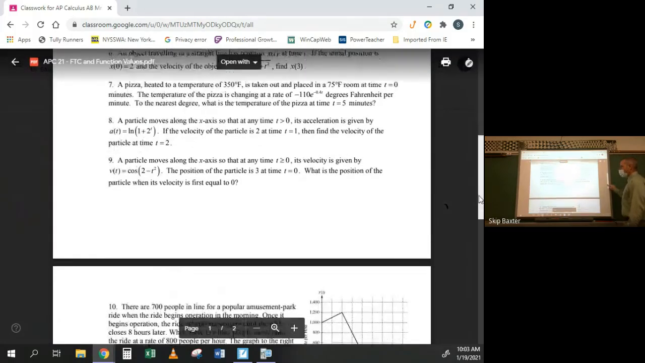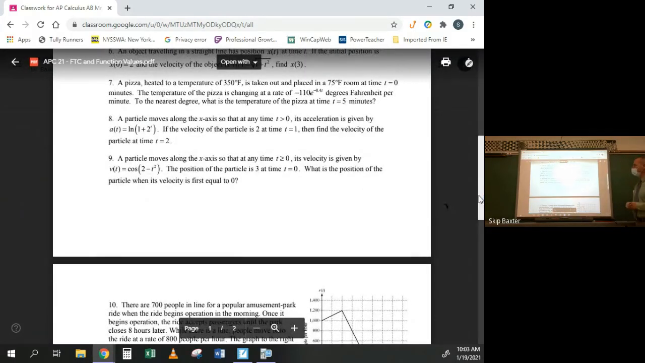All right, number 8. A particle moves along the x-axis so that at time t, its acceleration is given by this function. Velocity of the particle is 2 at time 1, and find the velocity of the particle at time 2. So would you agree that A is really B prime? Okay, so if you're trying to find the velocity at 2, it's just the velocity at 1 plus the integral from 1 to 2 of B prime, which is it. That's it.